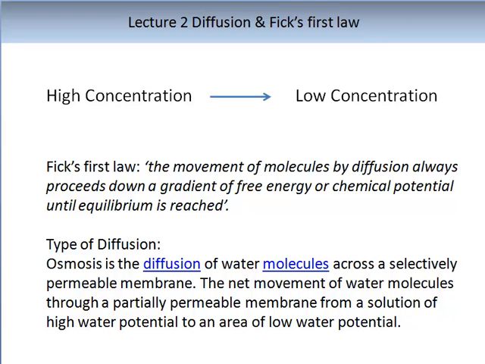This type of diffusion is known as osmosis. Osmosis is the diffusion of water molecules across a selectively permeable membrane. The net movement of water molecules through a partially permeable membrane from a solution of high water potential to an area of low water potential.